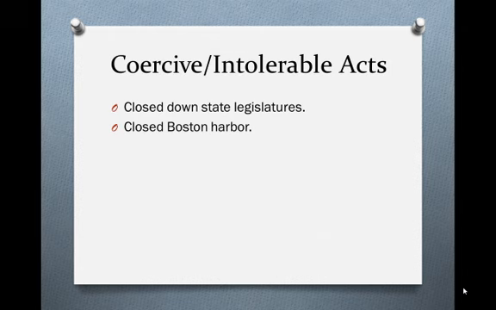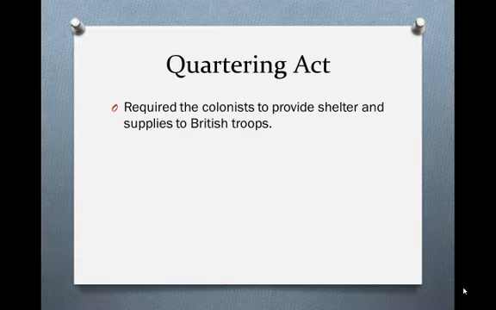Some of the actions of the Coercive Act were to close down state legislatures, close Boston Harbor, and pass the Quartering Act. The Quartering Act required colonists to provide shelter and supplies to British troops, up to and including even some people being required to house soldiers in their private homes. The colonists really resented this, so much so that when we passed our Constitution, the Third Amendment in the Bill of Rights is no quartering of soldiers. We were going to make sure this never happened again. And these are some of the events that led to the Revolutionary War.